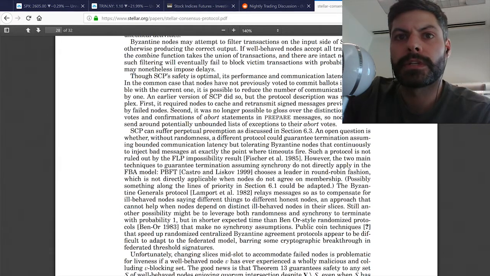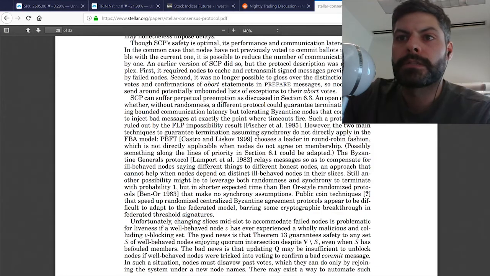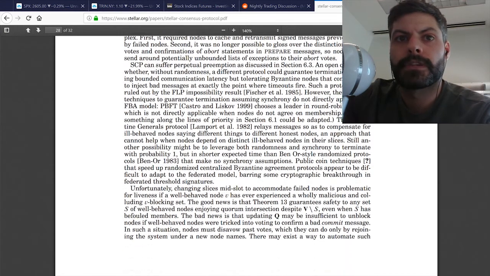Still, another possibility might be to leverage both randomness and synchrony to terminate with probability 1, but in shorter expected time than Ben-Or style randomized protocols that make no synchrony assumptions. Public coin techniques that speed up randomized centralized Byzantine agreement protocols appear to be difficult to adapt to the federated model, barring some cryptographic breakthrough in federated threshold signatures.